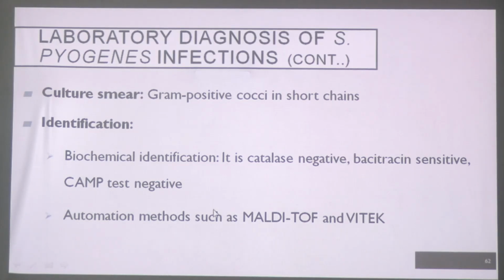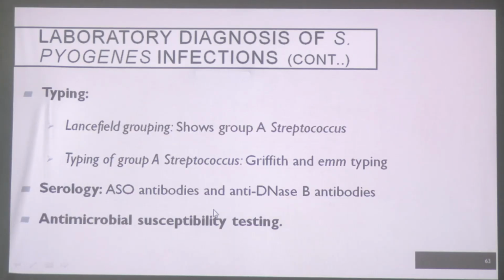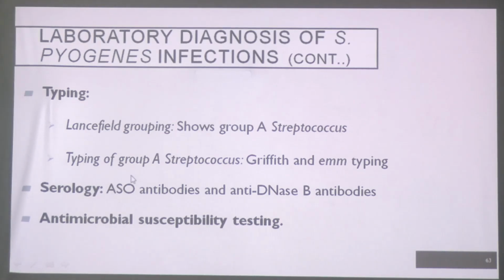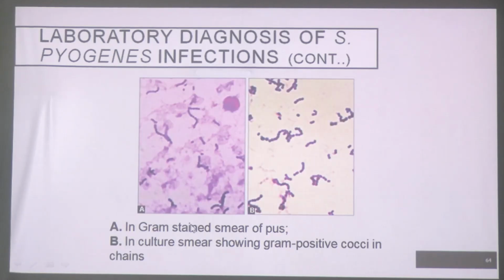Then you can go for automated methods such as MALDI-TOF or Vitek. Typing is done based on Group C antigen, I told you, carbohydrate C antigen, Lancefield grouping, then Griffith and EMM typing, genotyping and M protein typing. In serology, we are using ASO antibodies and anti-DNase B antibodies, but most commonly these antibodies are used. Also, we can go for antimicrobial susceptibility test.